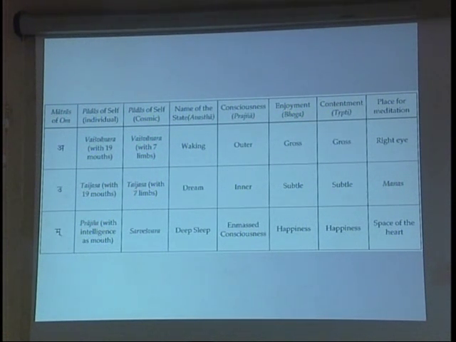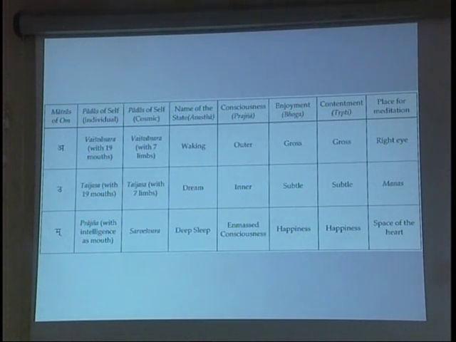Anyway, this is U. Taijasa with 19 mouths. Here the self's manifestation is called Taijasa, but the cosmic manifestation is also called Hiranyagarbha. And here it is called Virat, another name for this. And here it is called Hiranyagarbha, another name.